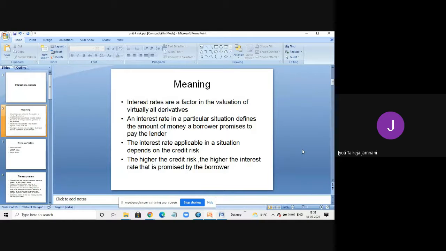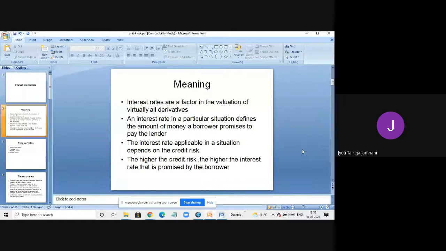And interest rate in a particular situation defines the amount of money a borrower promises to pay to the lender. So it's nothing but, if two people are into a contract, one is borrowing money, the other is lending. Suppose I am borrowing and Mansi is lending. Interest rate is nothing but the rate that I will pay to Mansi because I've taken a loan from her, I'm borrowing money from her, and she is the lender.